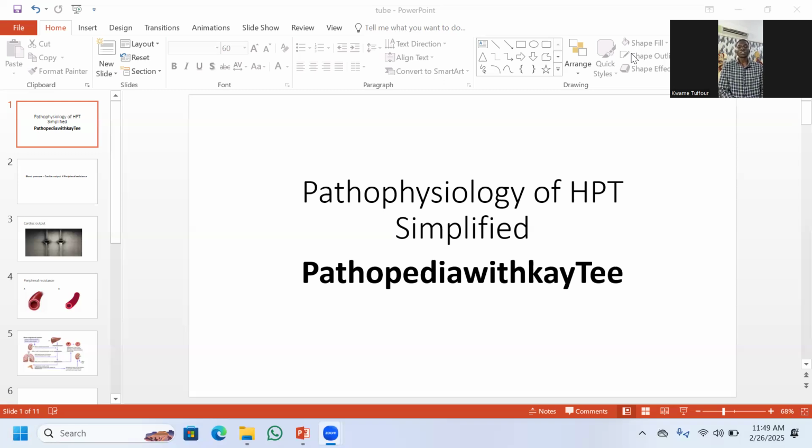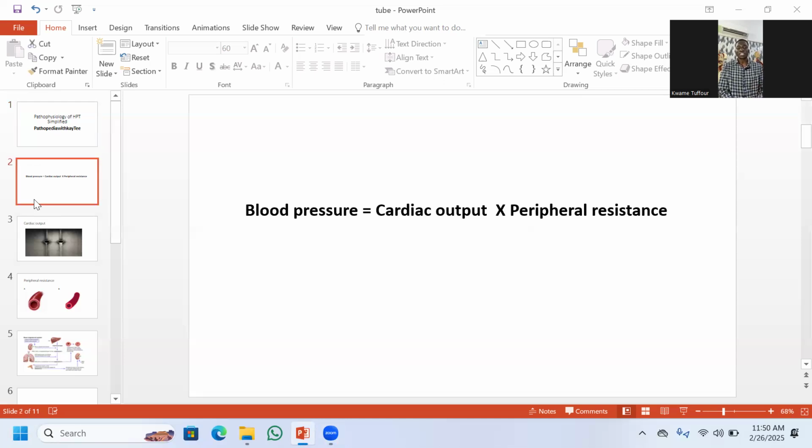So in the first video, we talked about the pathophysiology of hypertension, the introductory part. So this happens to be part 2 of the pathophysiology of hypertension. And we said that our key concept to note when it comes to hypertension is this mathematical relation. That is, blood pressure is equal to cardiac output times peripheral resistance.